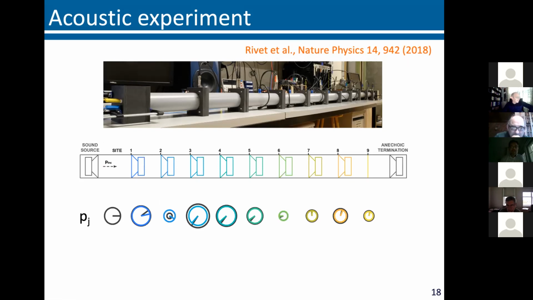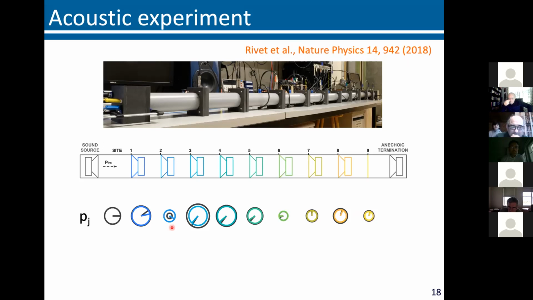And you see that the radius of those rings corresponds to the amplitude of the pressure, and the bar corresponds to the phase. And you see that the pressure varies from loudspeaker to loudspeaker, but still, numerics and experiment correspond very nicely to each other.